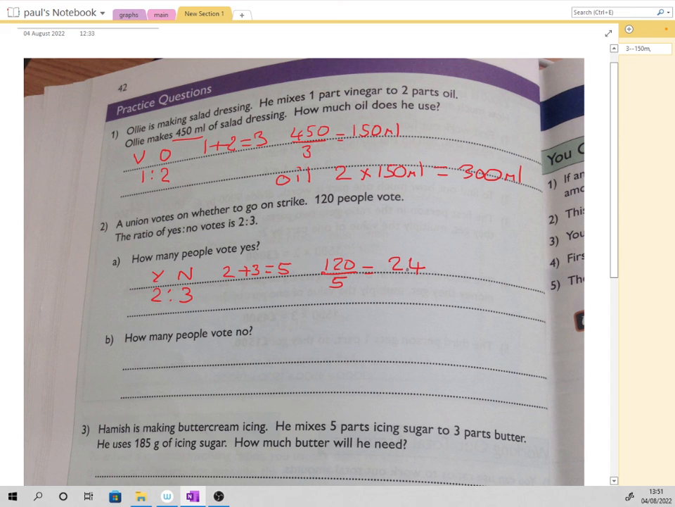So there are 24 people per part. So each part of the ratio is worth 24 votes. Yeah, that's it. So how many people voted yes? The yes people were 2 times 24, which equals 48. And how many people voted no? The no people are 3 times, each part is worth 24. So 3 times 24 is 72.